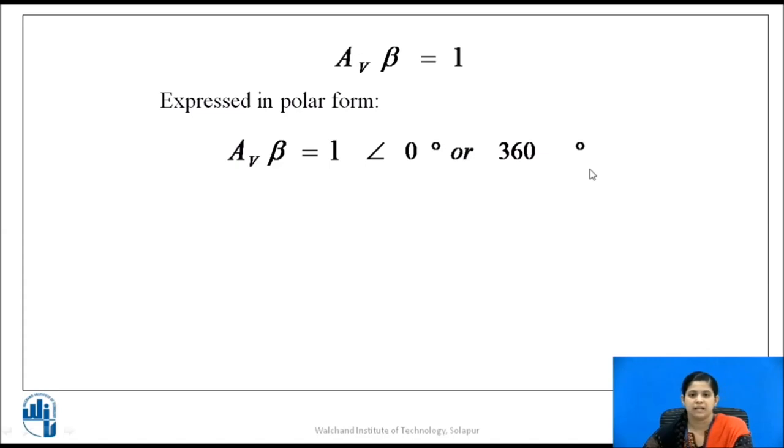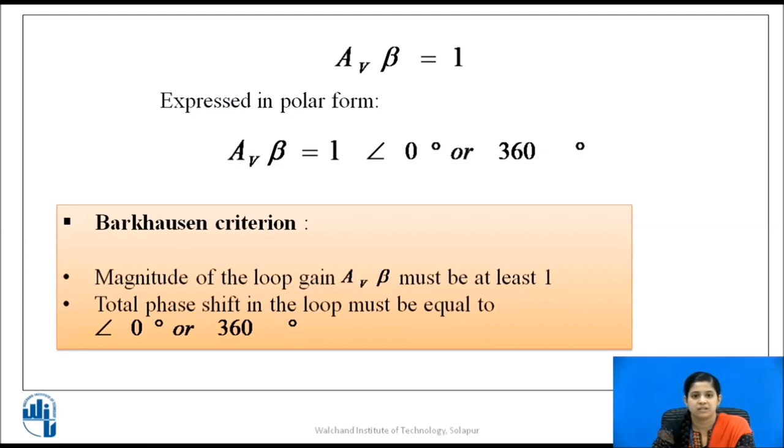So in any kind of oscillator, to obtain the sustained waveform oscillations, we have to satisfy two points which are called as the Barkhausen's criteria. So the criteria is the magnitude of the loop gain, that is AV beta, must be at least 1, means the loop gain should be unity, and the second is total phase shift in the loop must be equal to 0 degree or 360 degree.